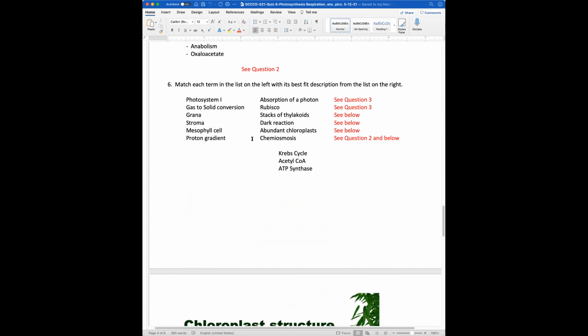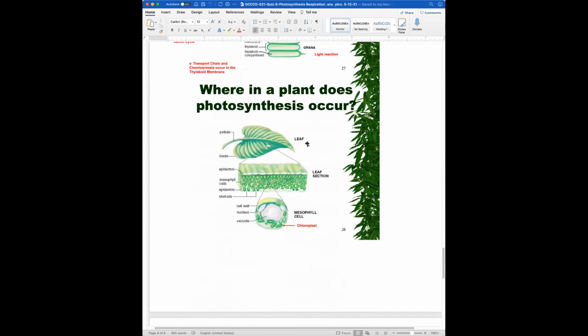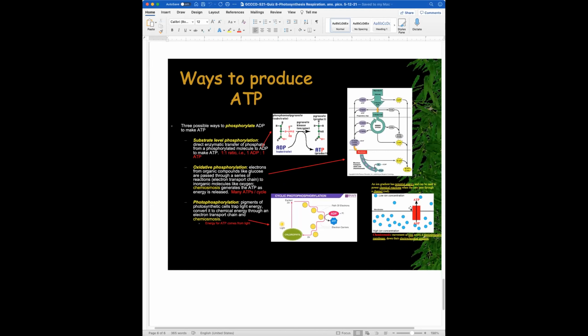And finally, a proton gradient, chemiosmosis. Chemiosmosis is shown on a lot of slides. This is a good example of it. A proton gradient, you have a high concentration of protons on one side of a membrane, low concentration on the other, so that protons can pass passively through the membrane. And when they do, ATP is generated by the enzyme ATP synthase.